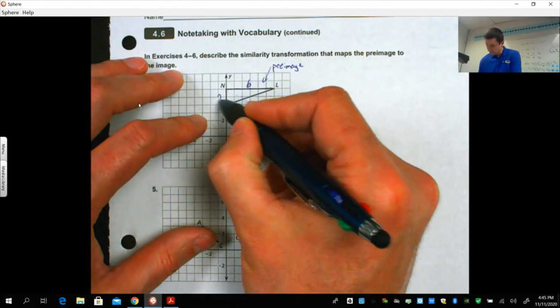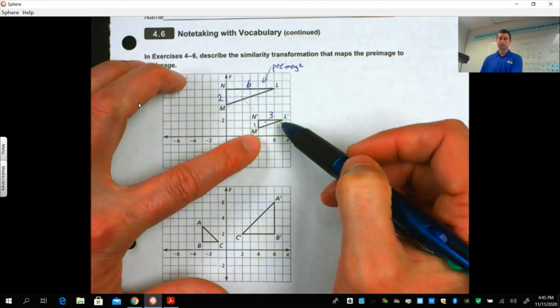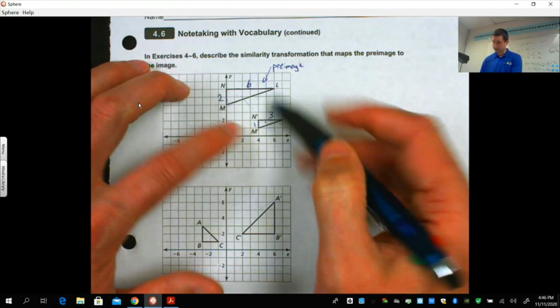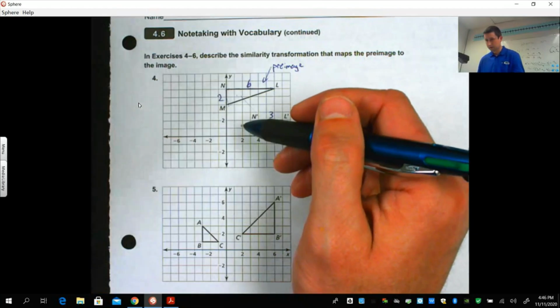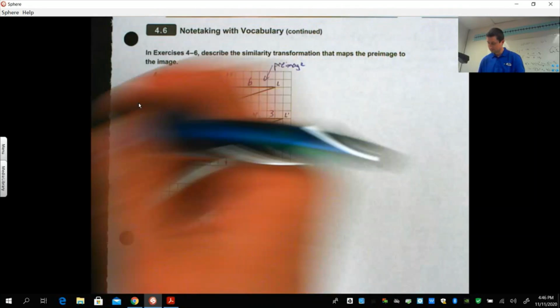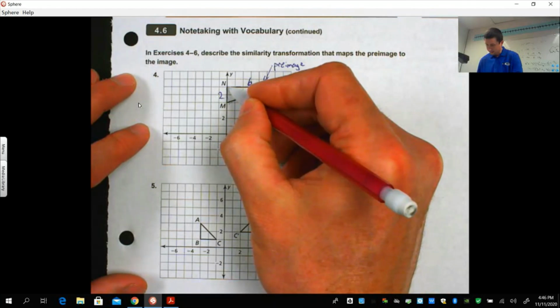This was 2, and now this is 1. Notice these are oriented pointing in the same direction, so that we won't have any reflection or rotation or anything here. So if we start with a dilation, and this is where sometimes pencils are going to come in handy. If we start a dilation and multiply by a half, everything gets half the distance closer.